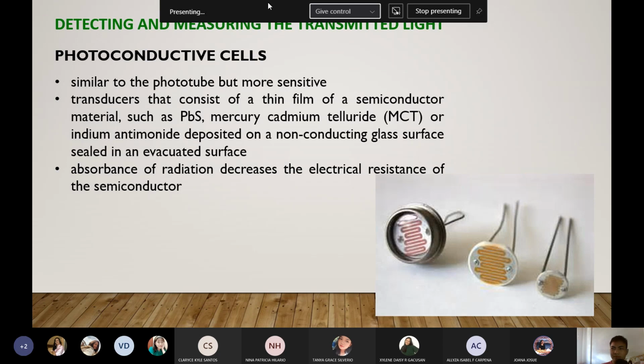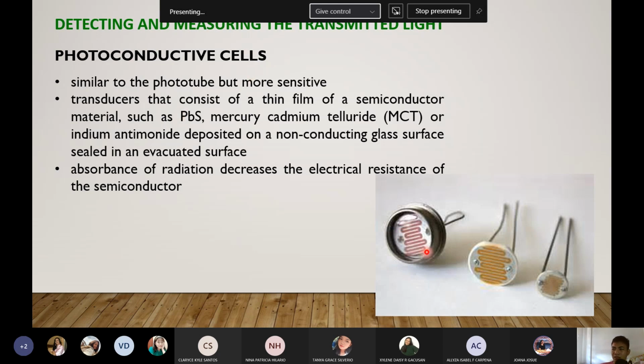Okay. Another detector is called the photoconductive cell. It is somewhat similar to the phototube. The phototube is really the oldest, while these are newer. The same goes for photoconductive cells. As you can see, it is smaller because it is more advanced.